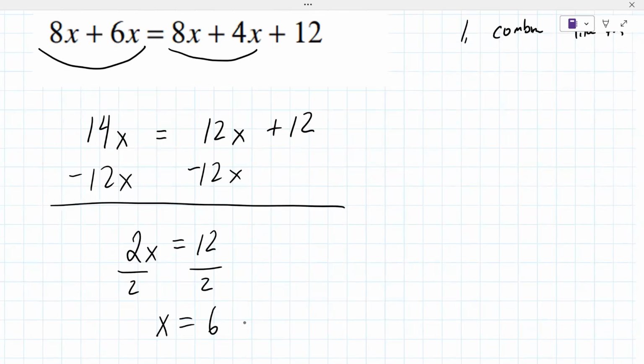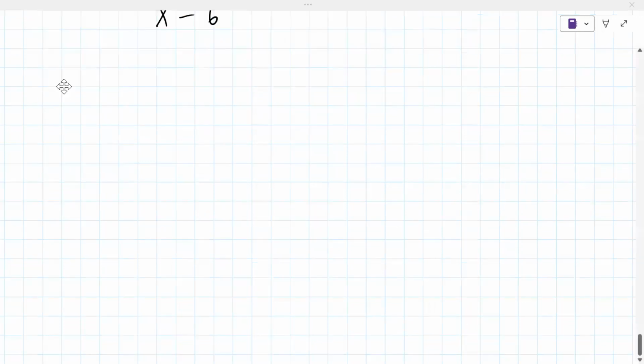Okay. Any questions on that before I have you do one like that? So you just combine like terms and then you solve. Well, let's do another one together. You can always say that. Say, hey, Matthew, I need more examples. I just don't get it. Or it's not clear. I'm happy to do that.